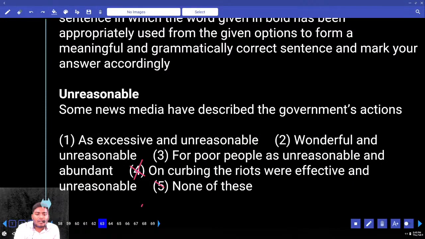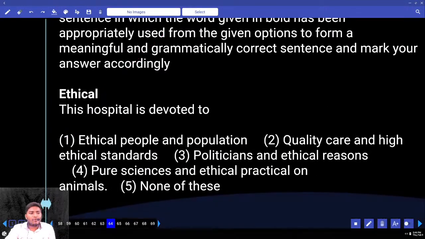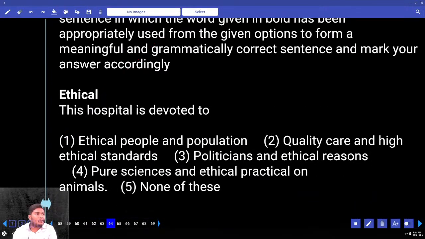Now we have to go for none of the above or we have to go for the first one. Tell me your answer. They are excessive and also unreasonable. Both of them are negative cases. Go with the first one. Moving to 64. Ethical. What is the meaning of the word ethical?